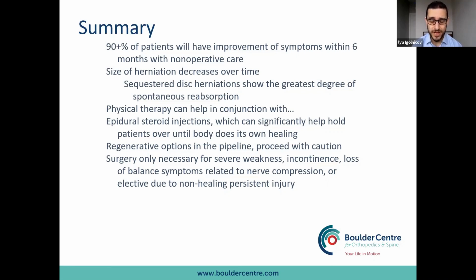Regenerative options are in the pipeline. Proceed with caution. They're still in the works. Maybe in the next 5 to 10 years, we'll have better evidence for them. And surgery is really only necessary for severe weakness, incontinence, loss of balance symptoms related to that nerve compression, or as an elective procedure due to non-healing, persistent injuries, or in severe pain situations.